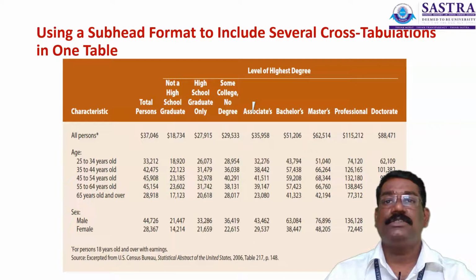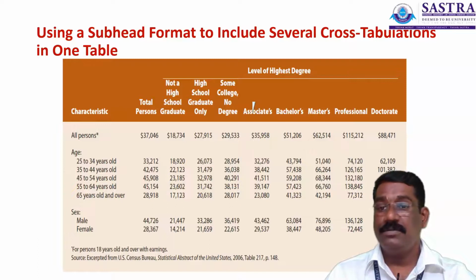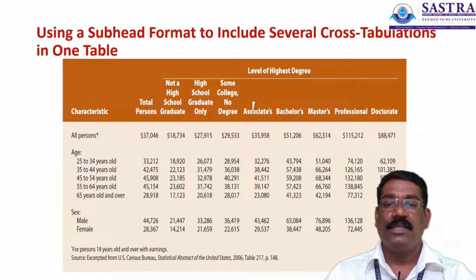So I think this one is a great example. You can see the stubhead format used to include several cross-tabulations in one table. The age and the different demographics have been presented here, and also compared with the other demographic characteristics of the respondents.